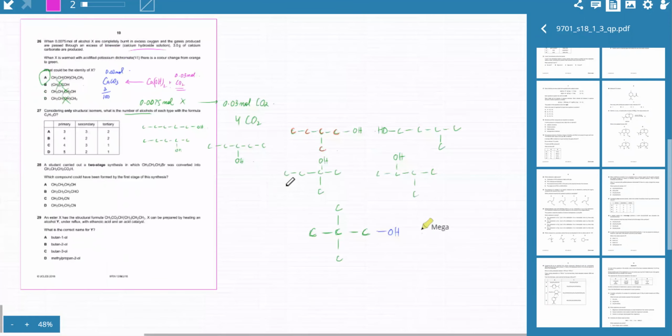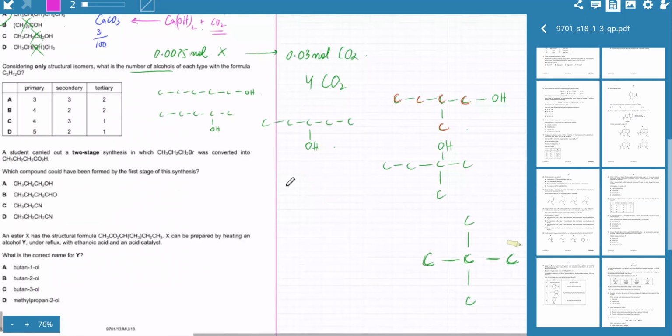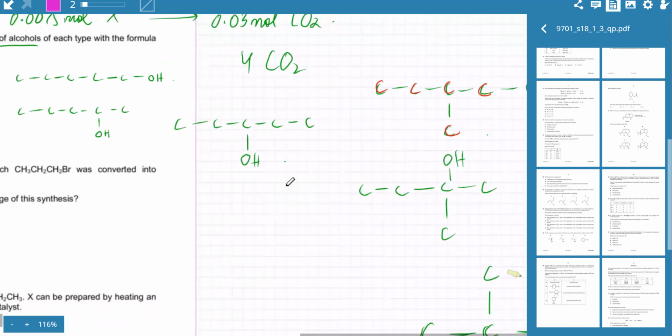Now you have to figure out and classify them into primary, secondary, and tertiary alcohols. So that's another problem. So the first one is primary. The second one is secondary, two carbon chains. What about this one? Secondary. What about this one? Again, it's primary. This one is tertiary, so that we got one tertiary as well.